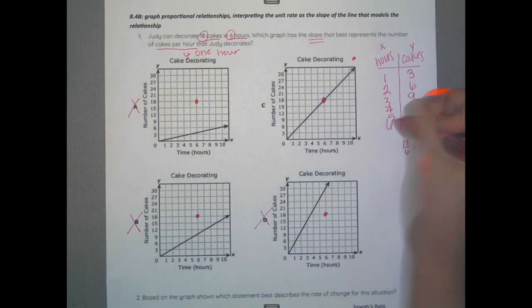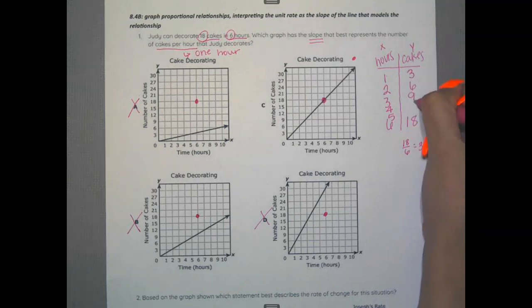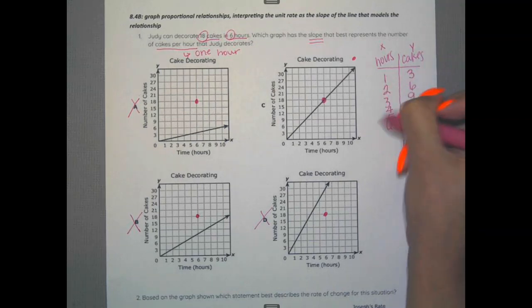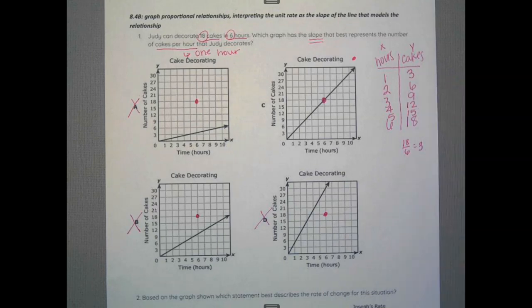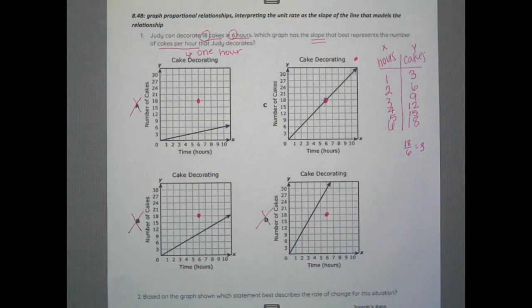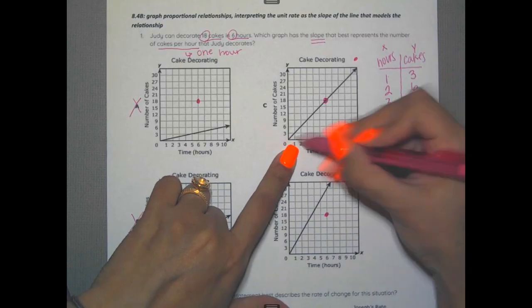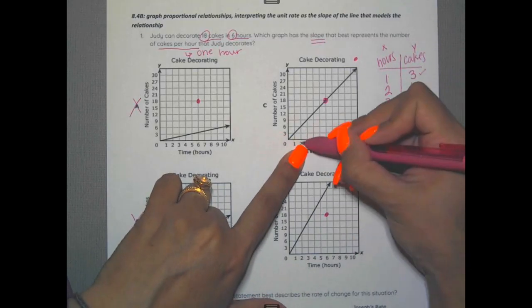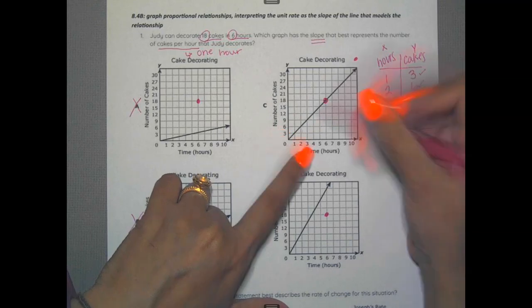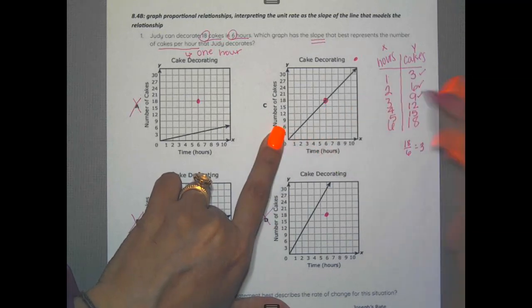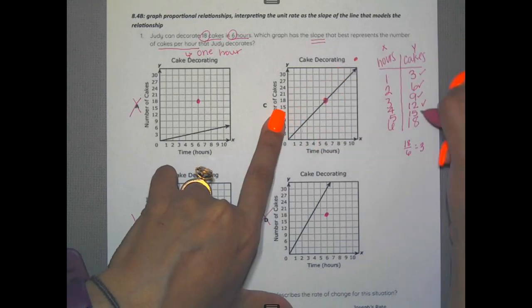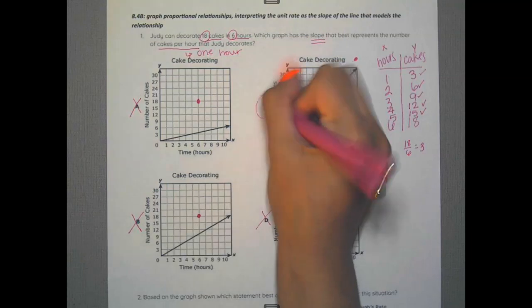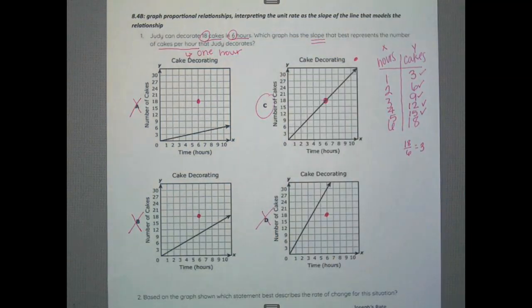So then I have 4 hours and 5 hours. And if I keep increasing my y's by 3 and my hours by 1 hour, then I would get 9 goes to 12, and then 12 plus 3 would be 15. So I've made a table with my points, and when I look, I can see 1 hour does equal 3 cakes, 2 hours does equal 6 cakes, 3 hours does equal 9 cakes, 4 hours does equal 12 cakes, and 5 hours does equal 15 cakes. So C is in fact my answer for this problem.